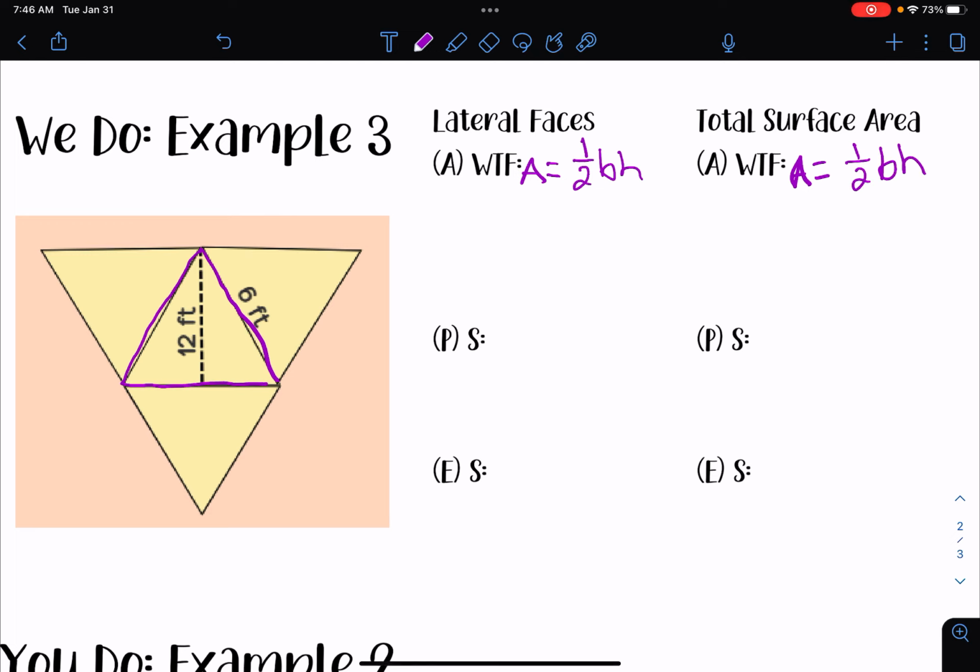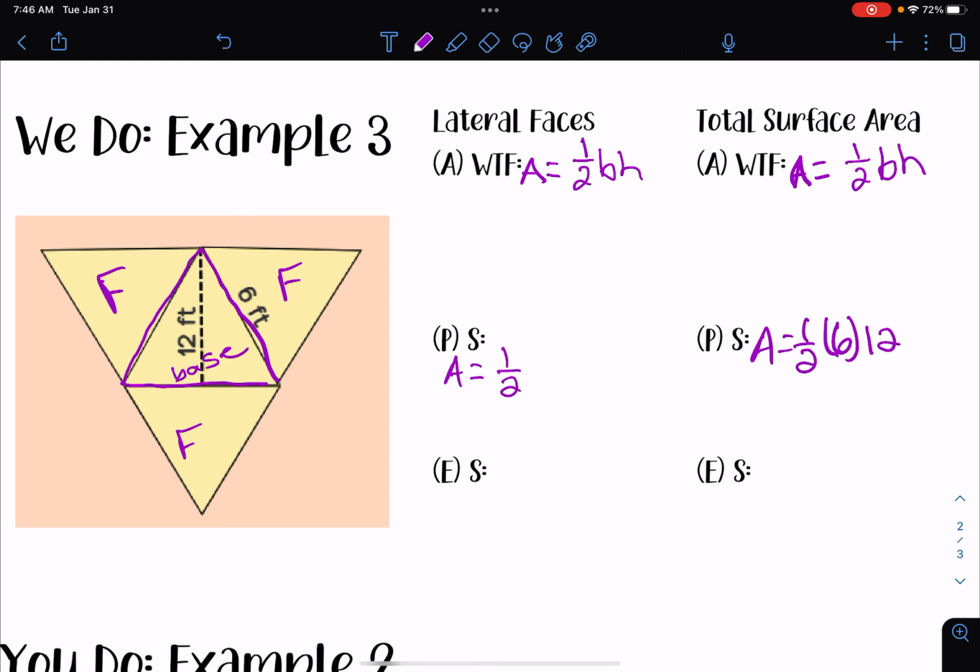Okay. And remember, these are your faces, and then this is your base. So we're going to go ahead and substitute. Our base for our triangle is going to be 6. It's an equilateral triangle. And our height is 12 because that's the measurement from the bottom of the triangle to the very top point. Okay. And it looks like our faces are going to be the same triangle.